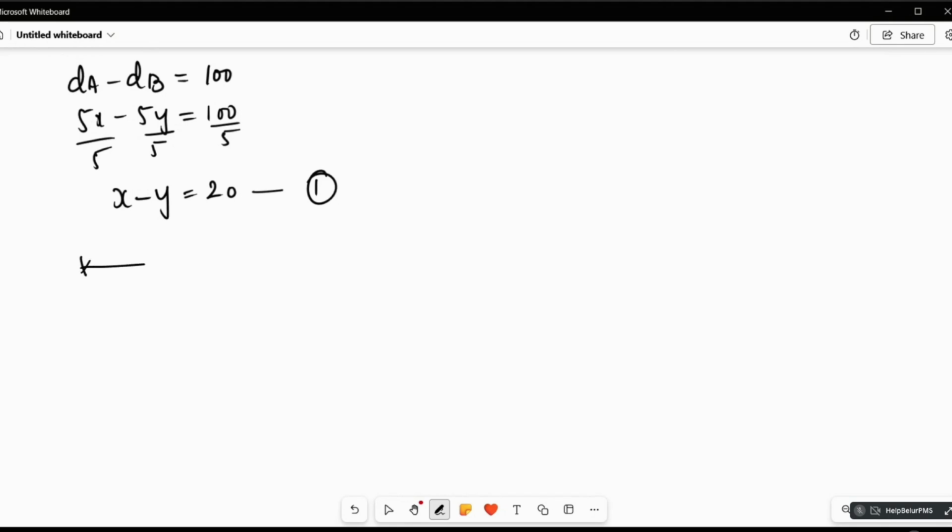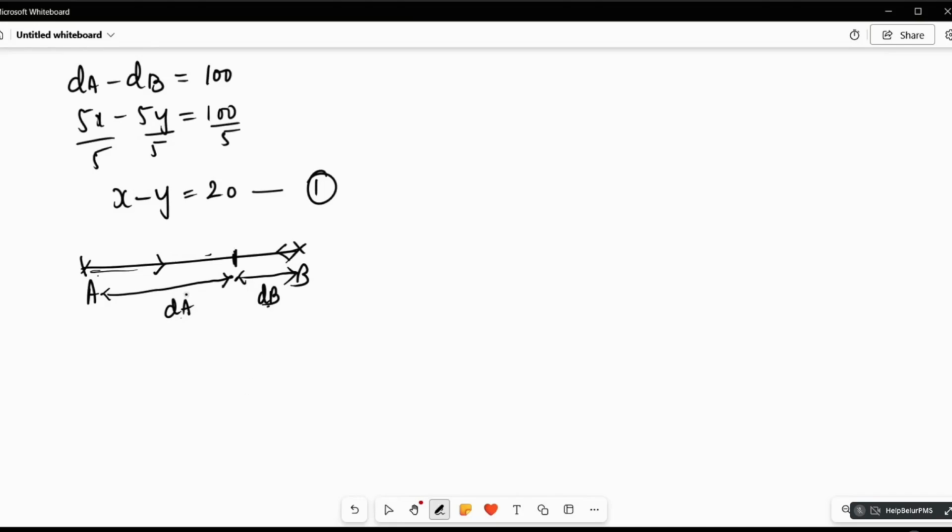In the second case, this is A and B. If car A and car B have to meet somewhere, car A is moving in this direction, car B is moving in the opposite direction, and they both start at the same time. After 1 hour, they will meet. So distance traveled by A is dA, distance traveled by B is dB. So dA plus dB should be equal to 100, then only they will meet.